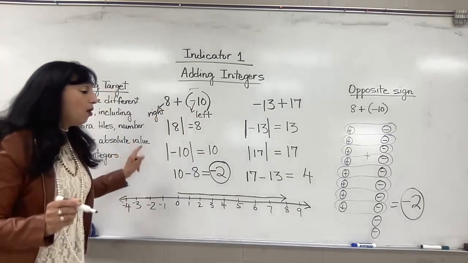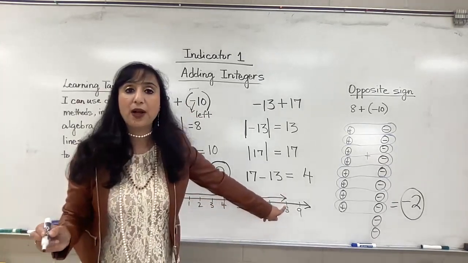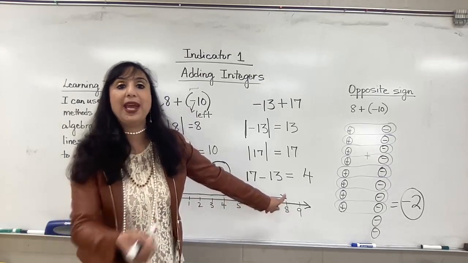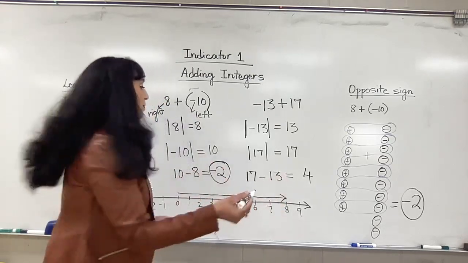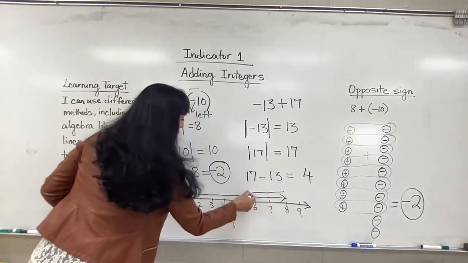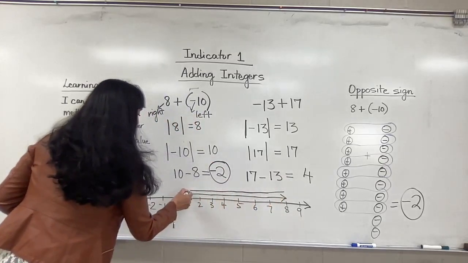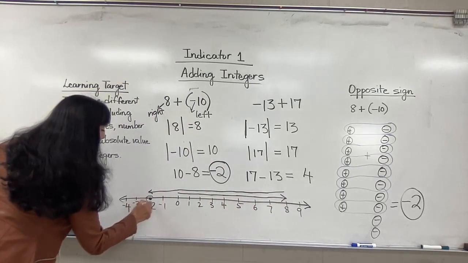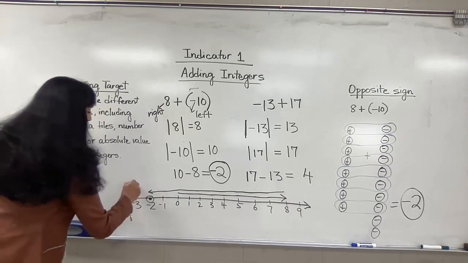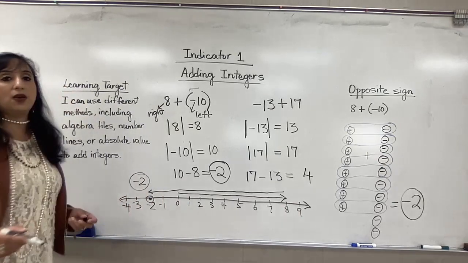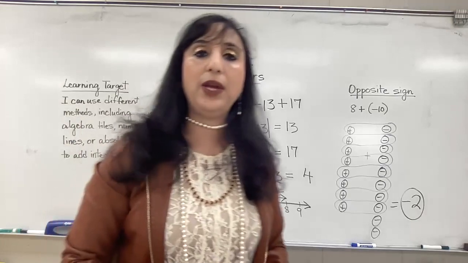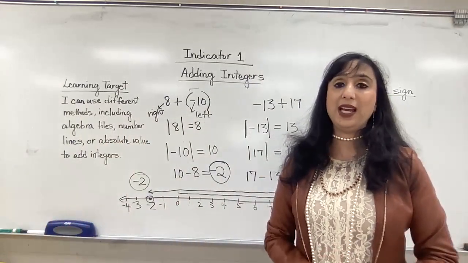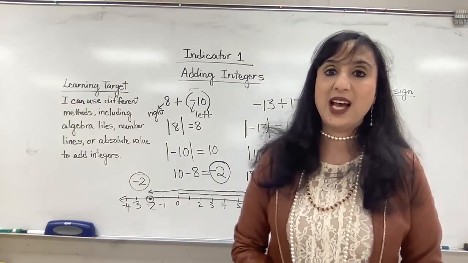Right now I'm at 8, and from there it says minus 10, so I start moving from 8 to the left 10 spaces: 1, 2, 3, 4, 5, 6, 7, 8, 9, and 10. So here is my answer, which would be negative 2. No matter which way we do it, we still get the same answer when we are adding integers with different signs.